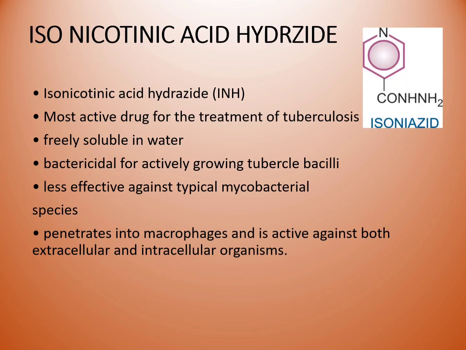It is the most effective drug used in the treatment of tuberculosis: isonicotinic acid hydrazide. Most active drug for treatment of tuberculosis. It is freely soluble in water. It is bactericidal for actively growing tubercle bacilli. Less effective against atypical mycobacterial species. It penetrates into macrophages and is active against both extracellular and intracellular organisms. This is commonly known as isoniazid.